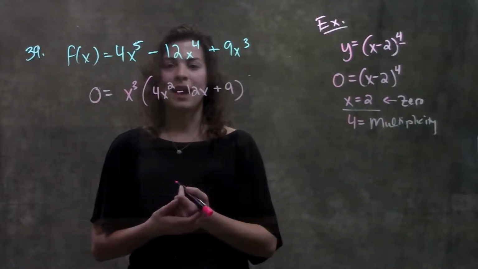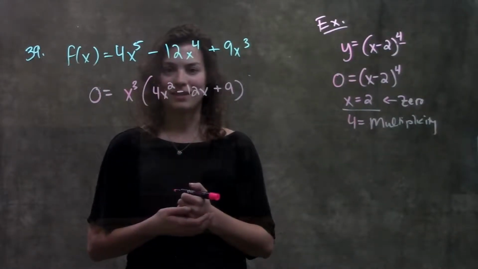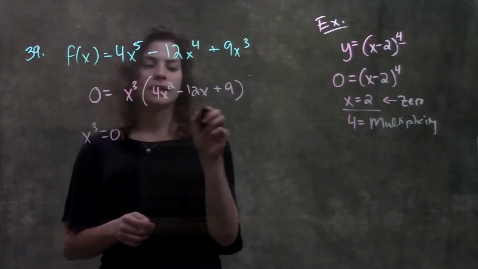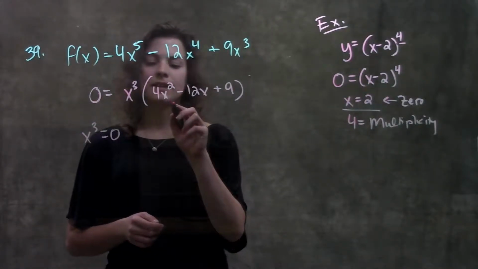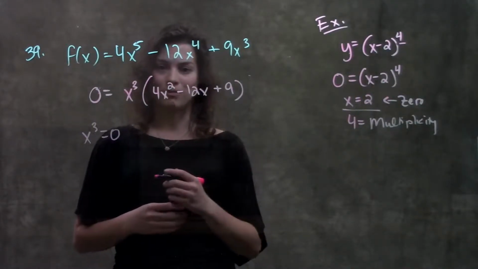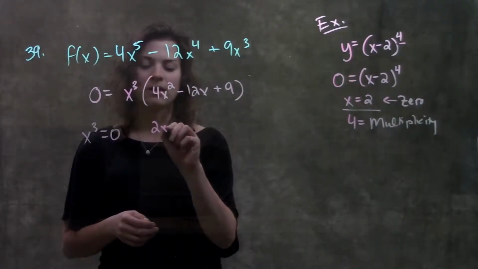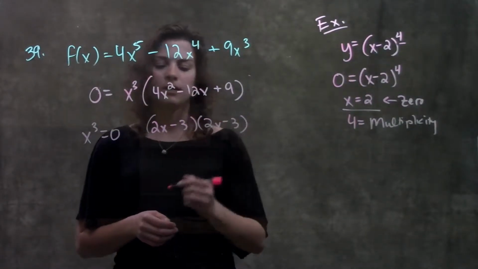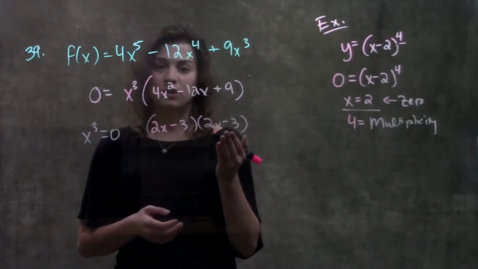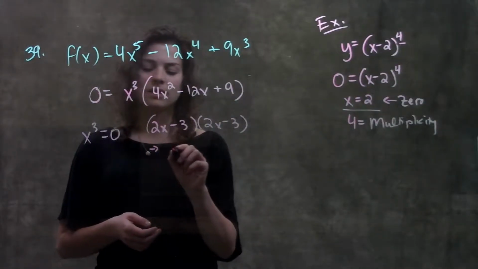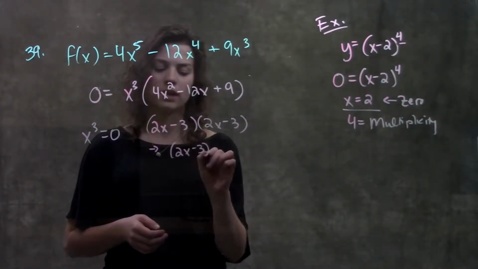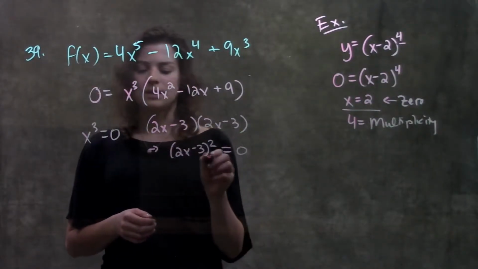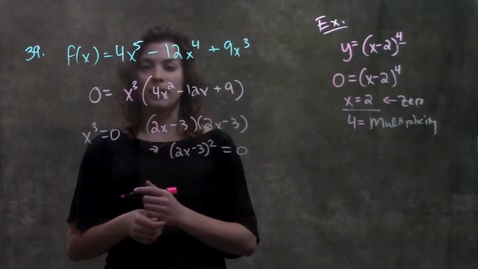And now you might see how you can factor this out and solve for my x's. I can set this term equal to 0. And then when I set this part equal to 0, I see that I can factor this down into two binomials. When I factor this down, this becomes 2x minus 3 times 2x minus 3. And you might notice that I have the same term here, so I can actually rewrite this as 2x minus 3 squared. All right, so now I set both these terms equal to 0 and solve for my x's.